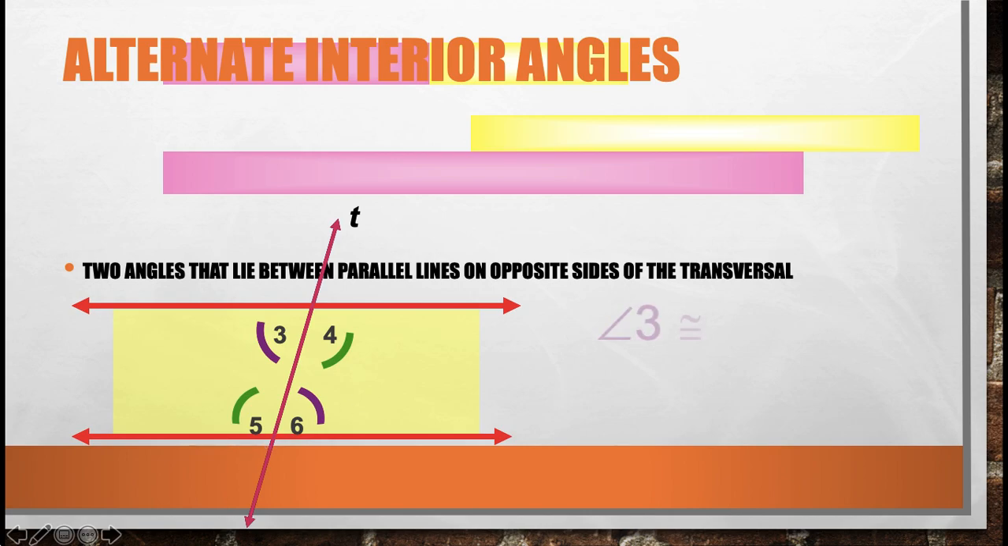I have written and shown you also. So angle 3 and angle 6 are alternate interior angles. These are on the inner side of the parallel lines. Two angles that lie between the parallel lines on opposite sides of the transversal. See, they are on the opposite sides of the transversal. They lie on the opposite sides of the transversal and they are alternate also. So these are the pairs of alternate interior angles.